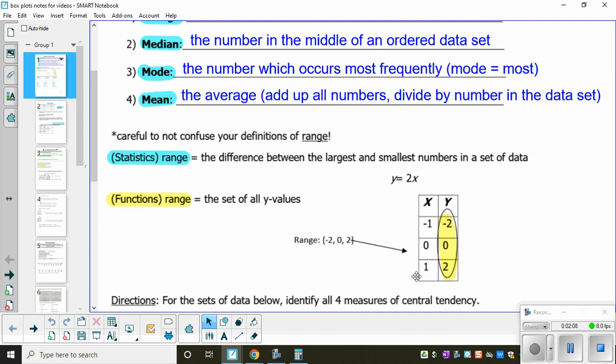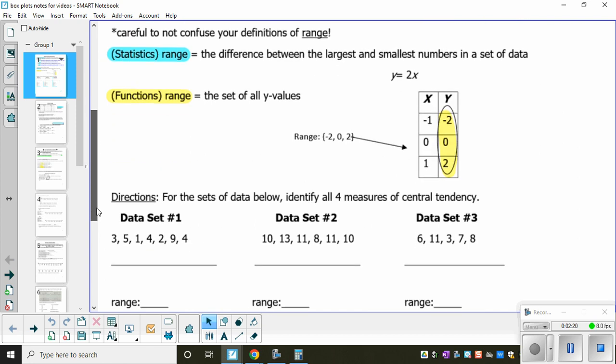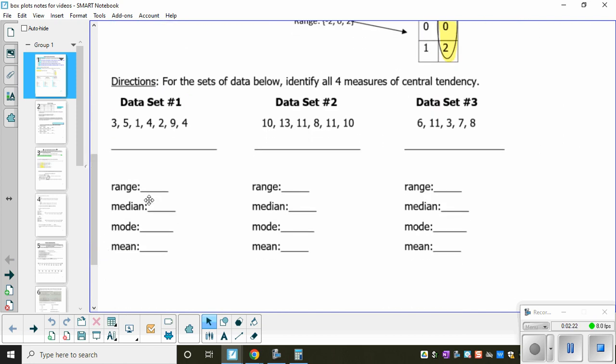So remember, if we have a table of values and it looks like this, I had you guys identify the range before, but we're not talking about that for this unit. We're talking about the first one here again in statistics when you take the difference between the biggest minus the smallest. All right, cool. So we've got three data sets here, and we're just going to practice together and review how to find the range, the median, the mode, and the mean.